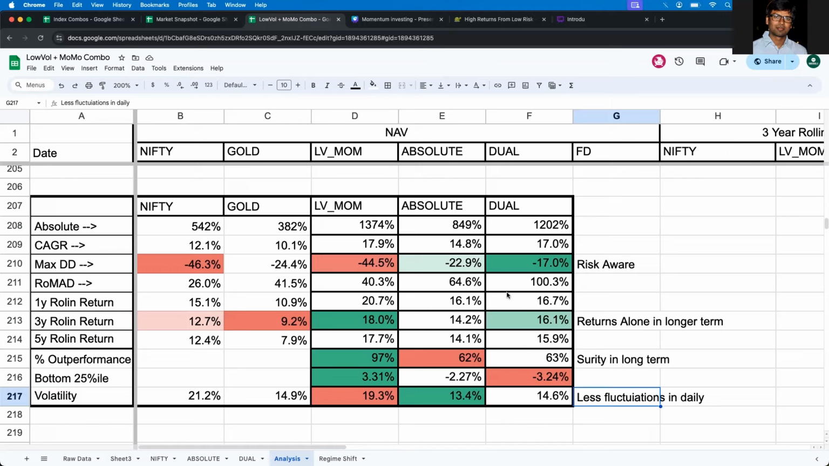But on both of the counts, I find either LVMOM or dual momentum to be good enough. Absolute momentum or trend overlaying strategy eats up quite a bit of returns, and we lag in terms of getting into the strategy and getting out of the strategy. So I prefer either LVMOM pure or dual momentum. Now that is the overall analysis.